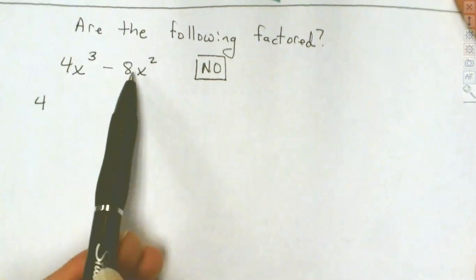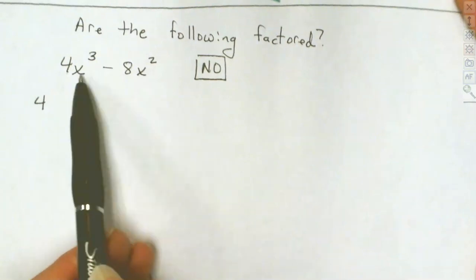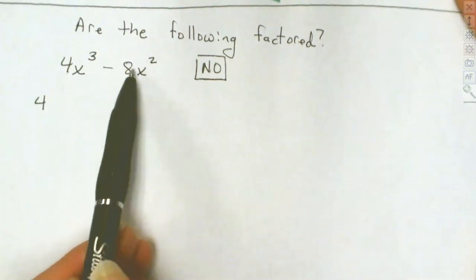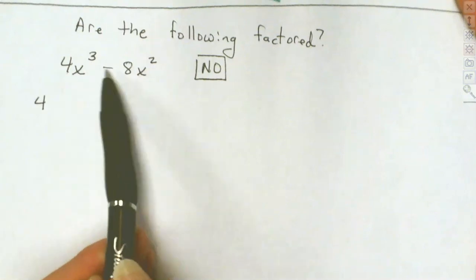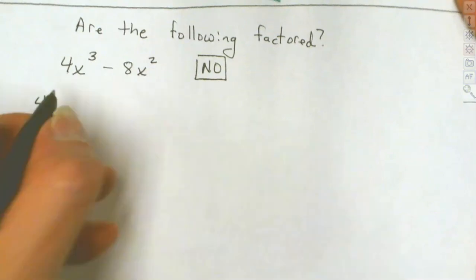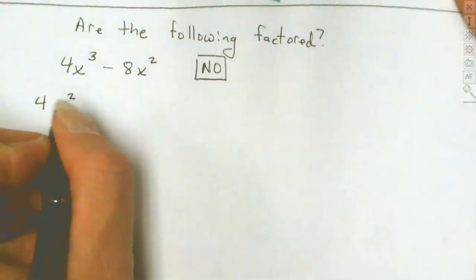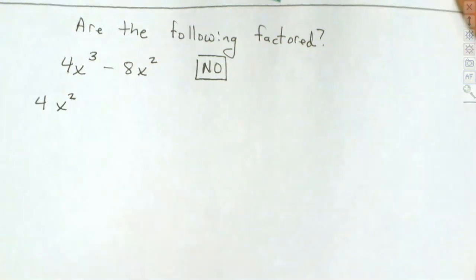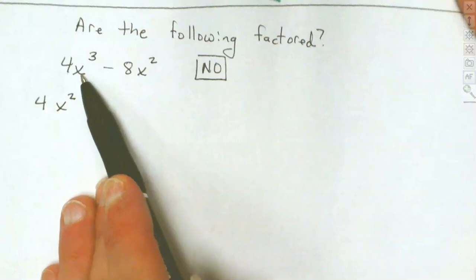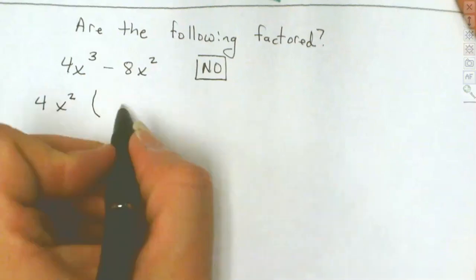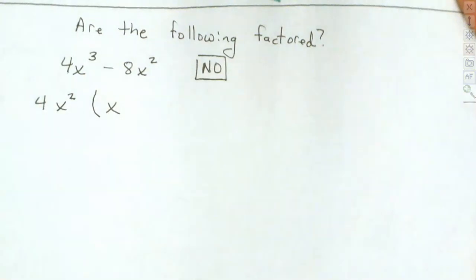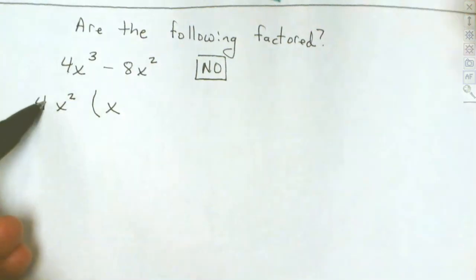Now, what about variables? We can factor out what? What's going to come out of here? What variable? X squared. So we can take out a 4x squared. What would then be left over? We've got an x cubed, right? We're taking 2 of them out. So that leaves you with an x, because 4 divided by 4 is 1. We don't need to write it.